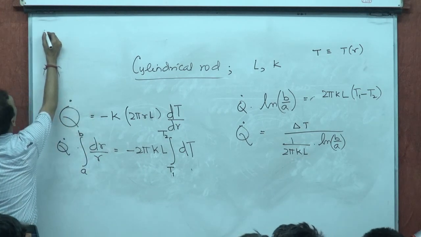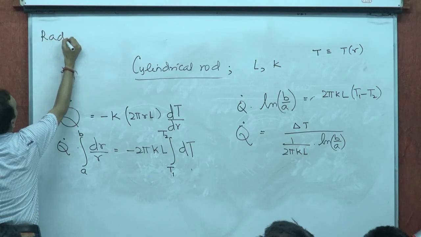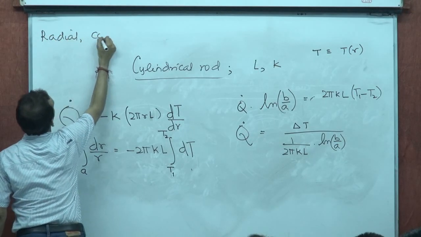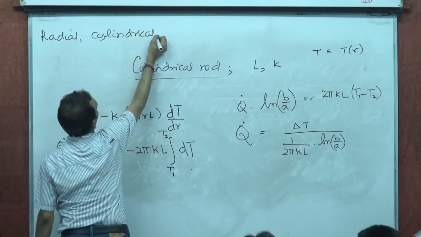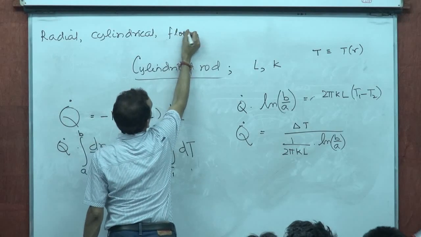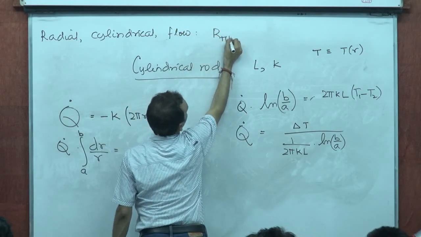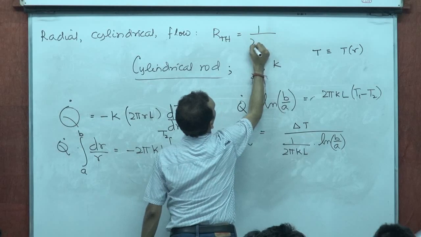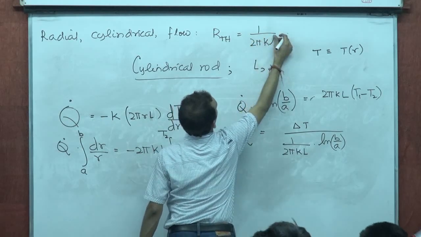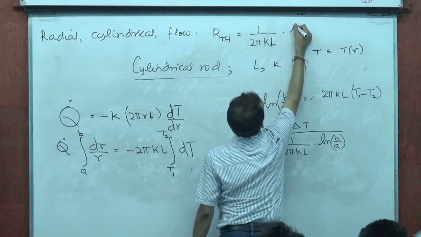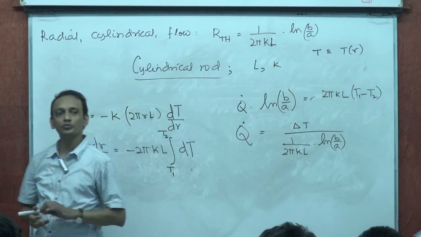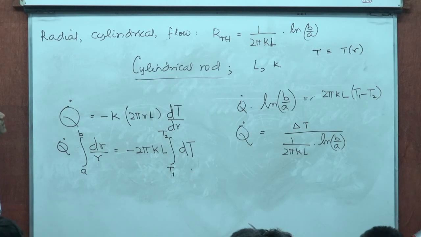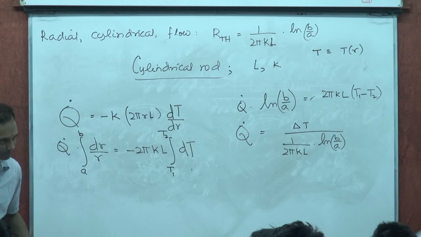So which means for a radial cylindrical flow, the thermal resistance is going to be 1 by 2 pi k L log b by a. That's the thermal resistance for a cylindrical flow. Does it make sense to all of you?